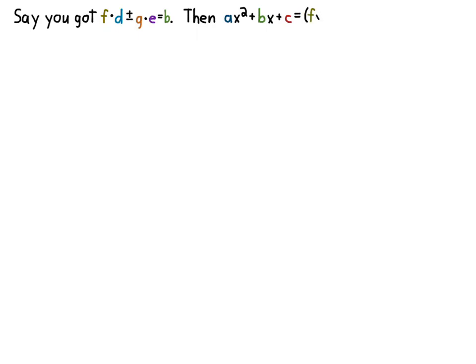Okay, I kind of said this in the previous video, but just in case, I'm going to finish up my thoughts on this. Suppose you got f times d plus or minus g times e to equal b. So either the plus one or the minus one to equal b. So you found your pairings.